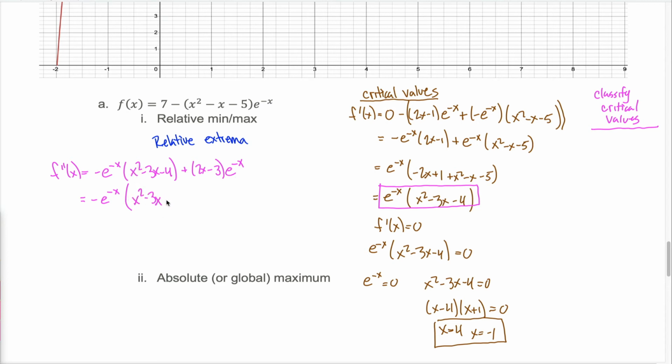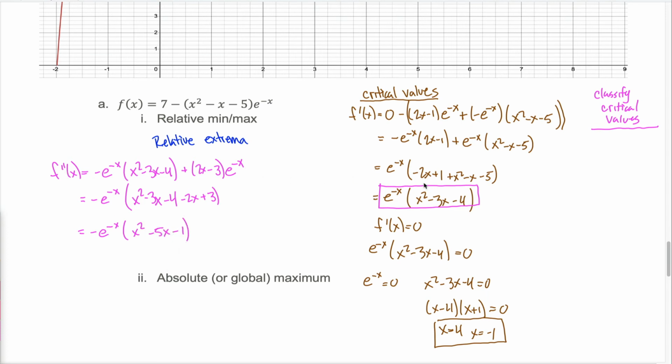If I do that from the first term, I'm left with x squared minus 3x minus 4. And if I do that from the second term, this e to the negative x comes out in front, and the sign changes on both of these because I'm pulling out a negative also. So I get minus 2x plus 3. My second derivative is negative e to the negative x times x squared minus 5x minus 1.